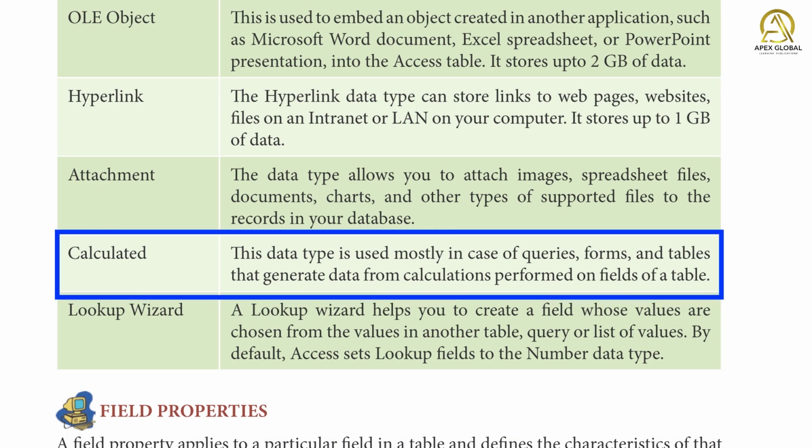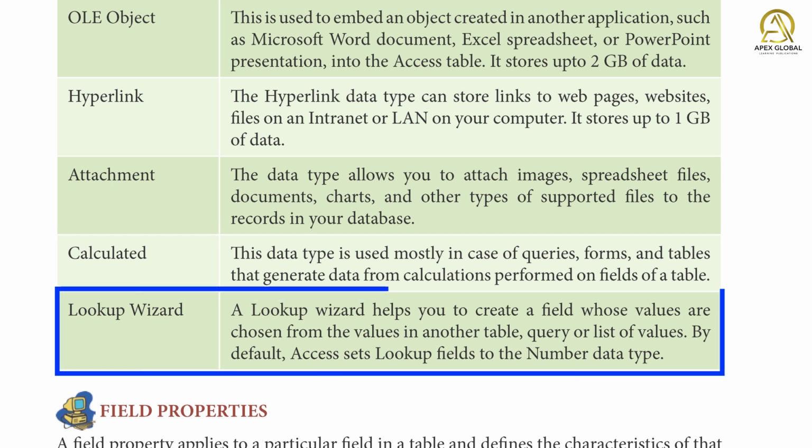Calculated. This data type is used mostly in case of queries, forms, and tables that generate data from calculations performed on fields of a table. Lookup wizard. A lookup wizard helps you to create a field whose values are chosen from the values in another table, query, or list of values. By default, Access sets lookup field to the number data type.